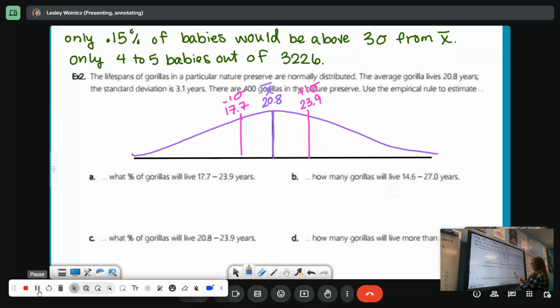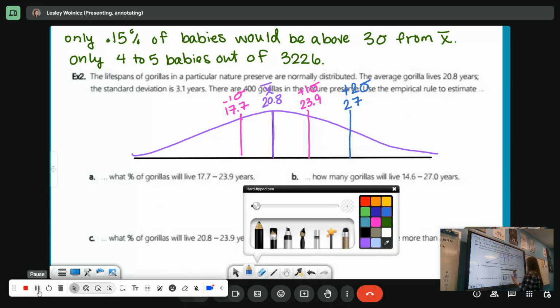All right, let's keep going. Now if I add another standard deviation to the 23.9, so 23.9 plus 3.1, I get 27. So this is plus 2 standard deviations. So I've added 3.1 twice, and I'm getting 27. Let's just keep adding because it's easier than switching back and forth. So I'm going to add 3.1 again, and I got 30.1.